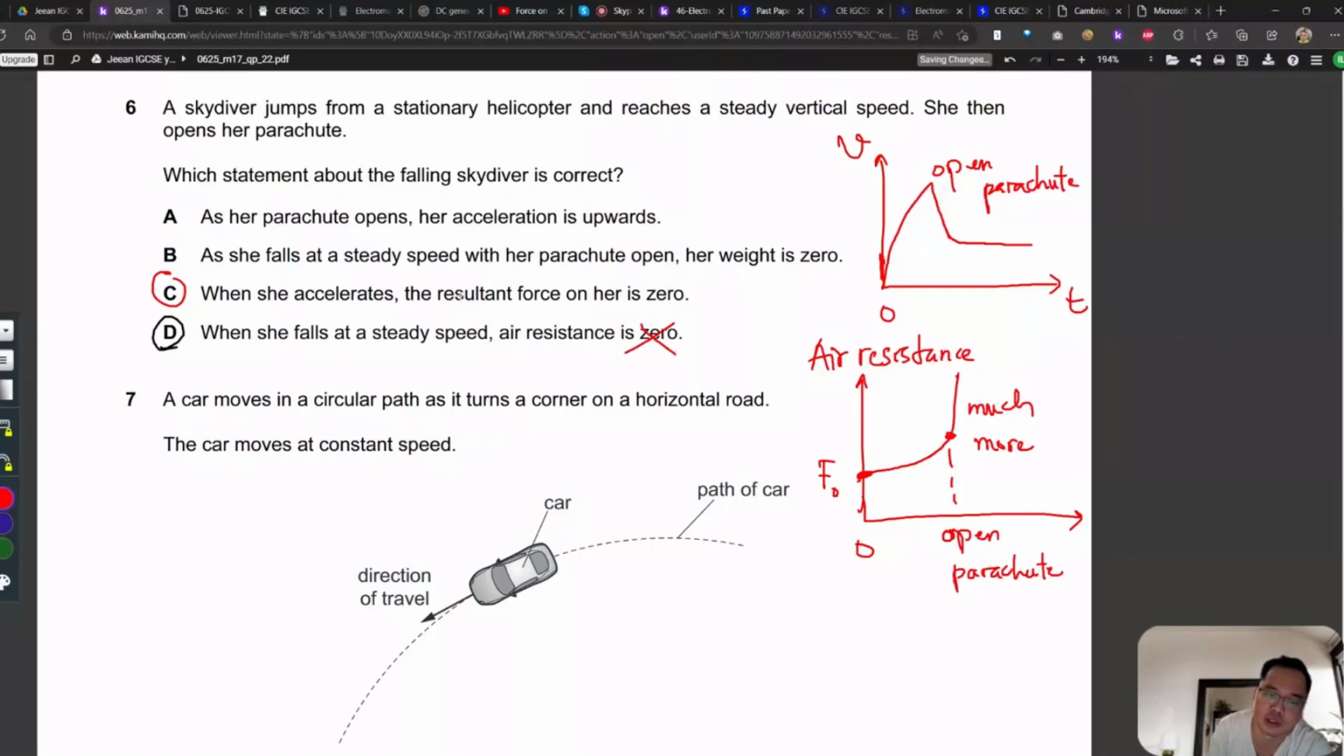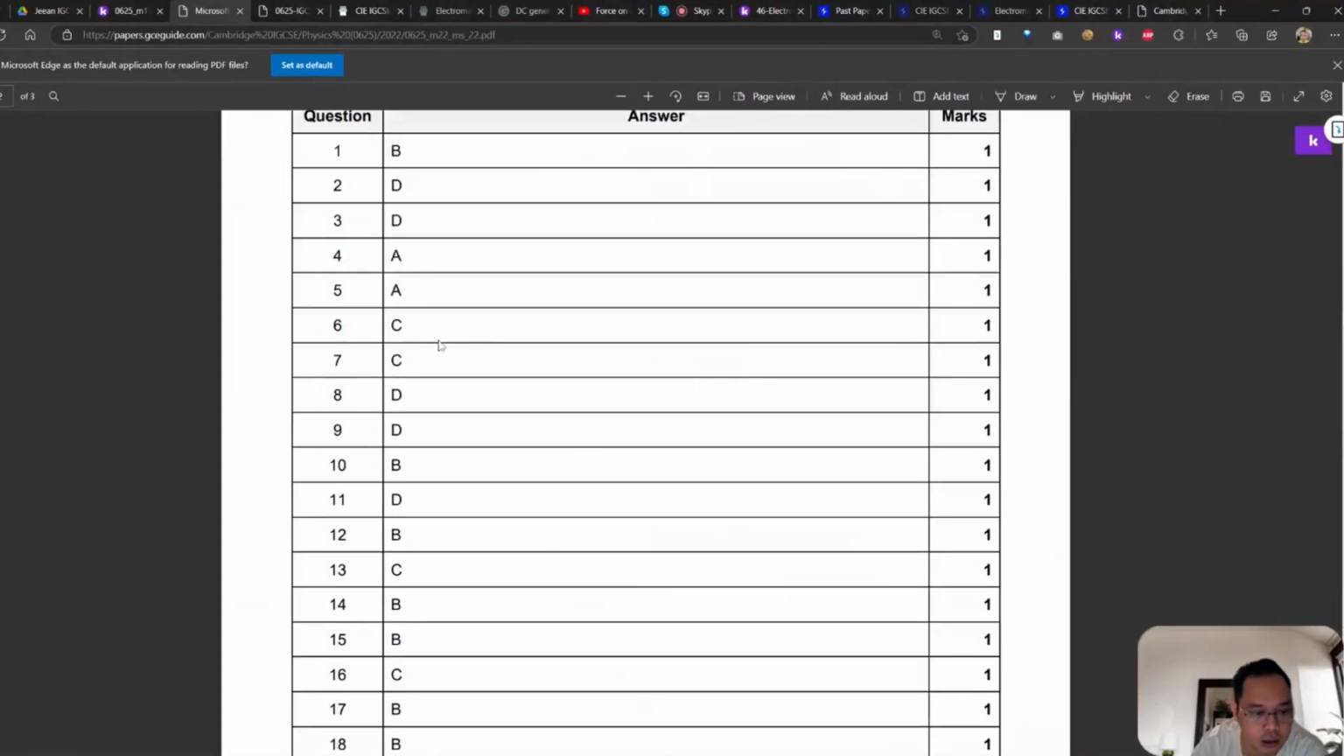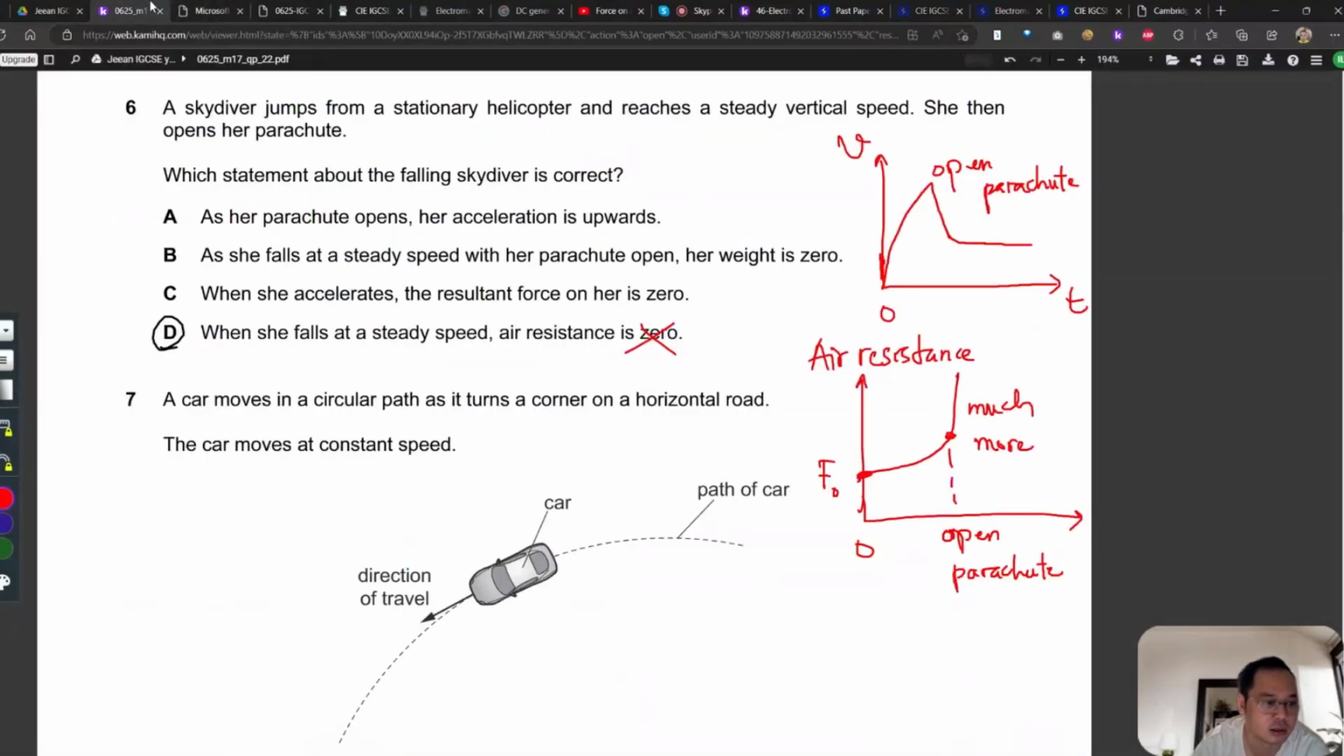When she falls at steady speed, the resultant force on her is 0. Answer C in the mark scheme is already wrong. Finding the mark scheme again. Where is it? Question 6, answer C. It is not C, definitely.